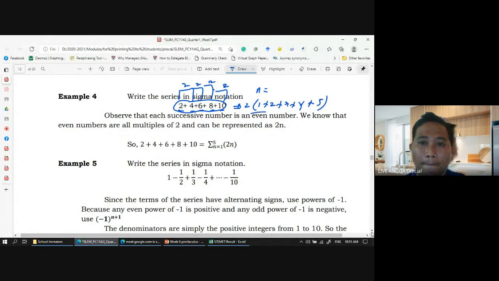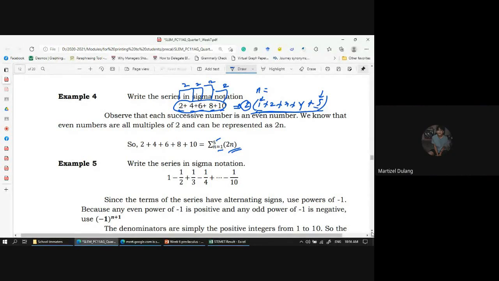Okay. So, this one starts from n. Our n starts at 1 up to 5. We just factor it. So, that means from 1 to 5, and then 2 times n. What's the easiest way to get that? The 1 plus 2 plus 3, 2 plus 4 plus 6 plus 8 plus 10, which can be written in sigma notation.